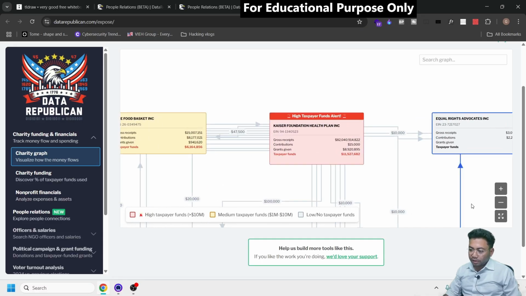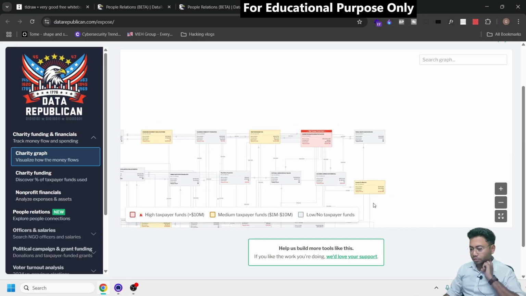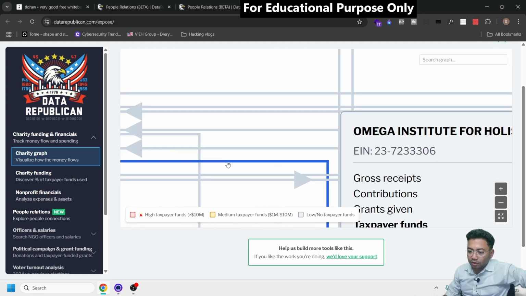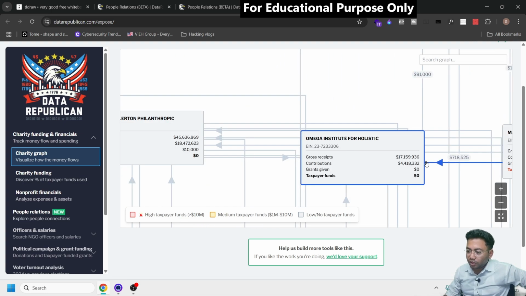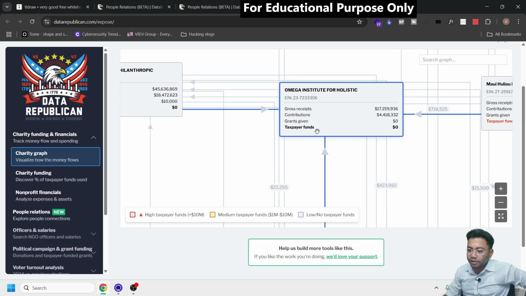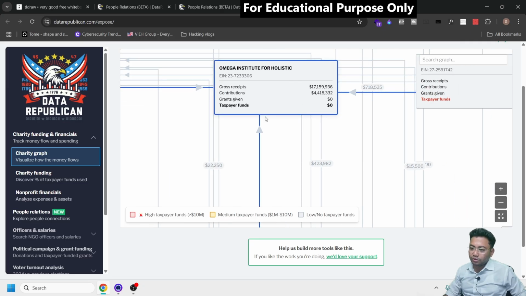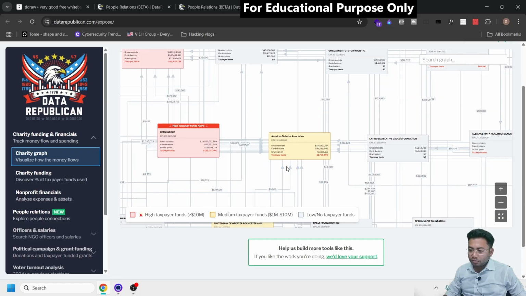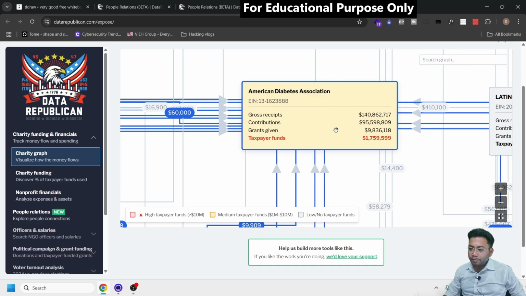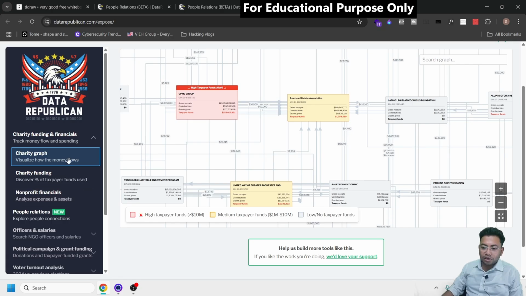This one seems a little interesting. Let me zoom in. Here you can see the Omega Institute for Holistic Studies, where they are getting finances from, and how many taxpayer funds this organization is getting. They are getting zero, so this one might not be a government agency. Taxpayer funds are approximately 17 lakh US dollars for the American Diabetes Association. This is how you can check all those things.